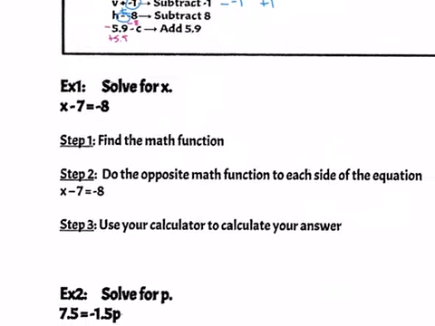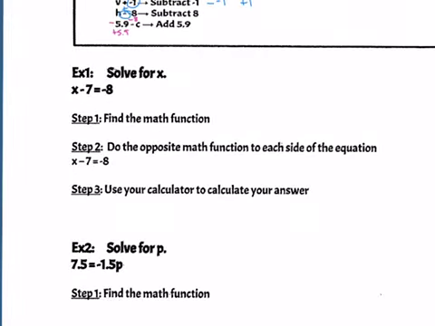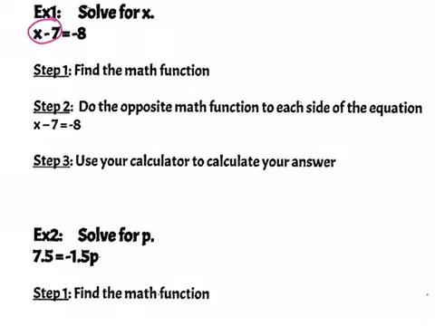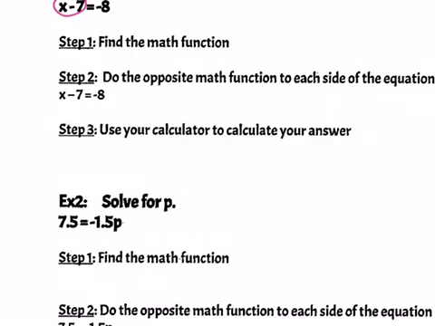So example 1, solve for x. So step 1, find the math function. So the math function we have in the problem, we're subtracting. So then we have x minus 7 equals -8. So we've got our variable number. So I can't move the 8 because there's nothing else on that side of the equal sign. I have to keep it balanced. I have to keep something on each side of the equal sign always.